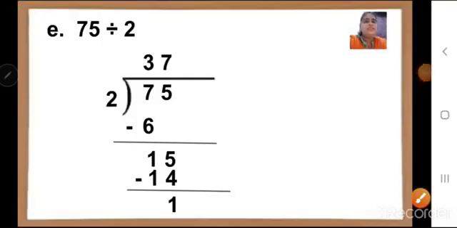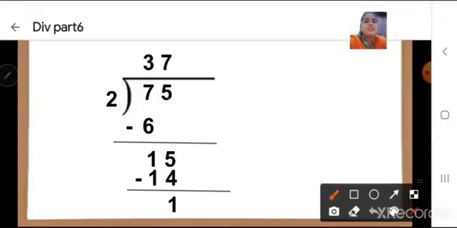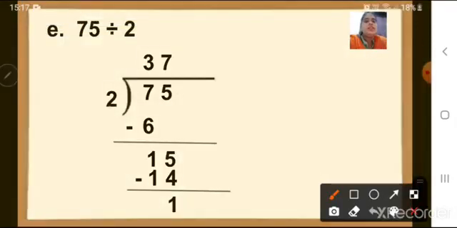Next one is 75 divided by 2. Question number E. Now children, 75 we will write inside the bracket because it is our dividend. Number 2 is our divisor. Now we have to divide. Let us take the first number. Number 7 is the first number.